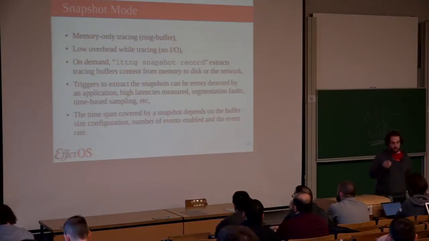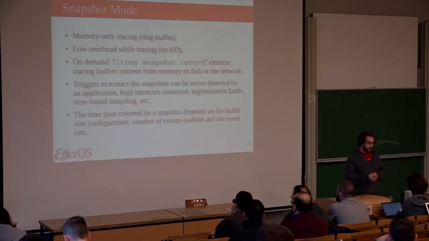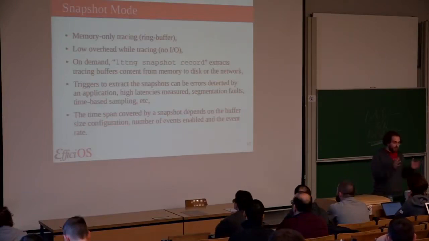And when you want to extract the trace, you just type lttng snapshot record. It takes the content of the buffers in memory and writes them to disk. And then you can do your post-processing. So you can configure triggers in your applications or any kind of monitoring tool to just, when you detect something, record the snapshot and you get a backlog of maybe a few seconds before the incident happens. So you can use that.